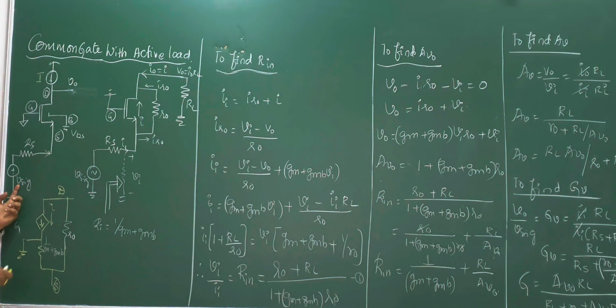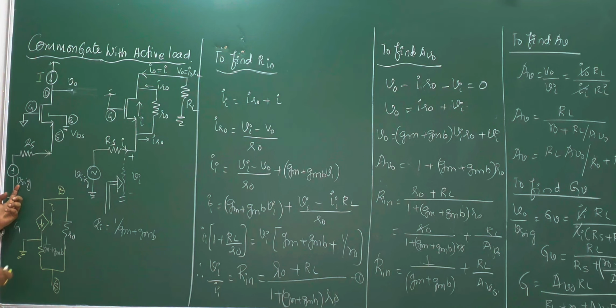Current flowing through this device will be due to both gm and gmb. So current I can be written as gm plus gmb into vi. So this is a consideration, a common gate amplifier where body is not shorted to source.